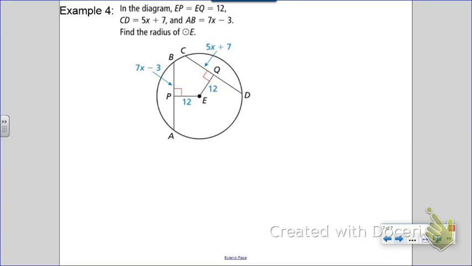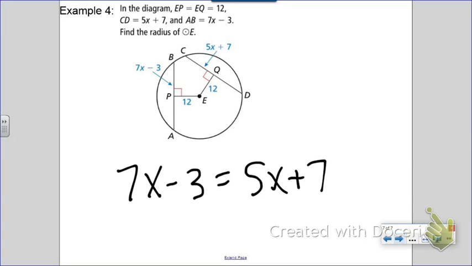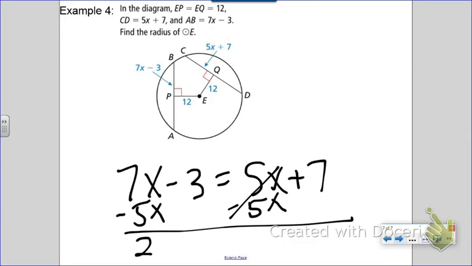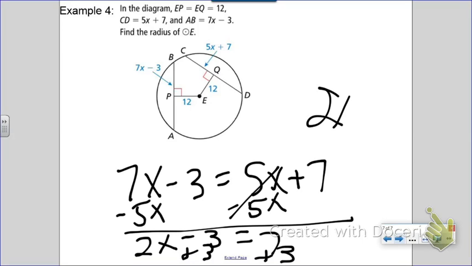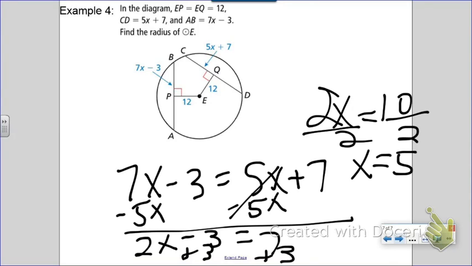In our last example, we have the two segments are equal from the same distance. That makes them equal. So 7x minus 3 equals 5x plus 7. Solve for x. 2x minus 3 equals 7. Add 3 to both sides. 2x equals 10. Divide both sides by 2. X equals 5. We're finding the radius of circle E.